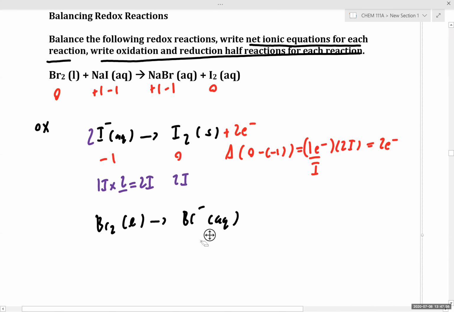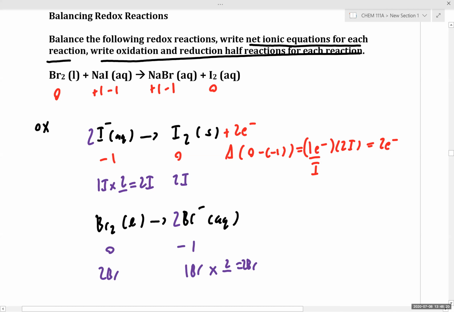Is this equation balanced with respect to non-hydrogen, non-oxygen atoms? No, we have oxidation numbers of 0 and -1. We have 1 bromine on the right and 2 bromines on the left. 1 times 2 would give us 2 bromines.